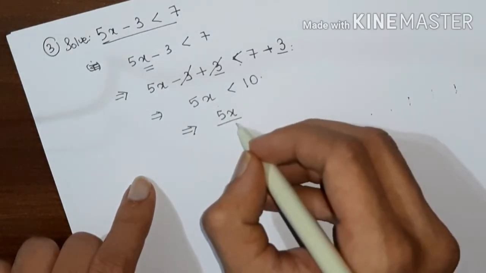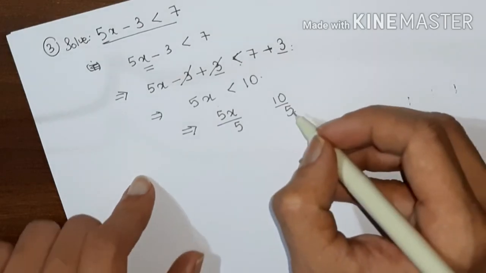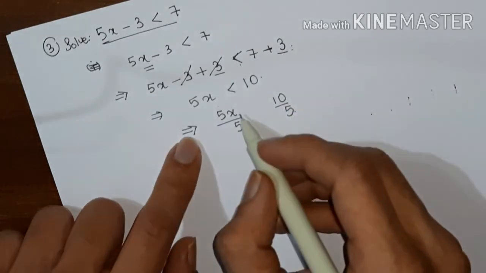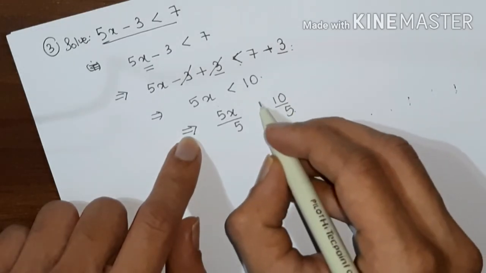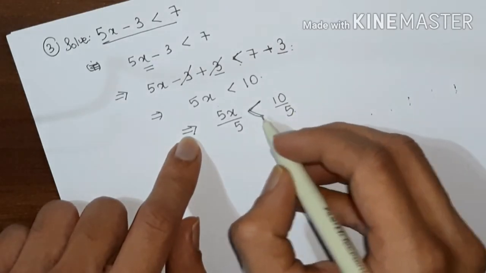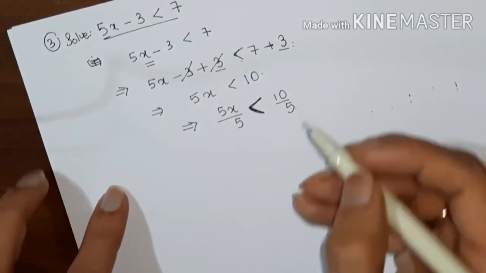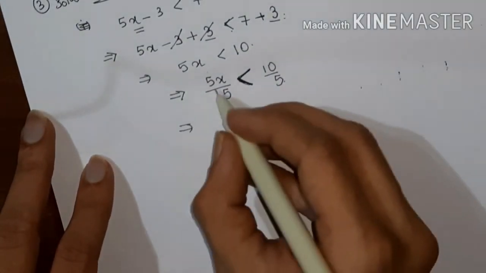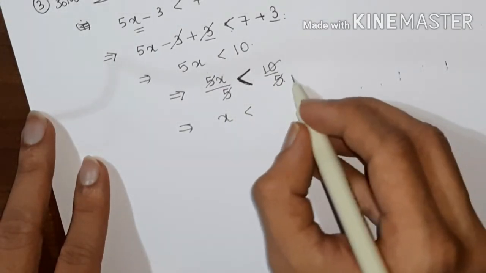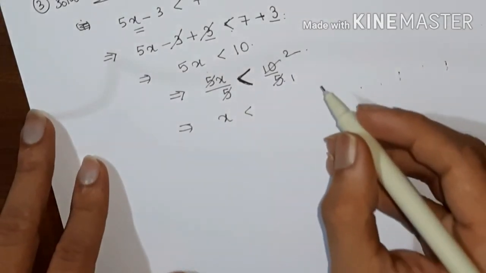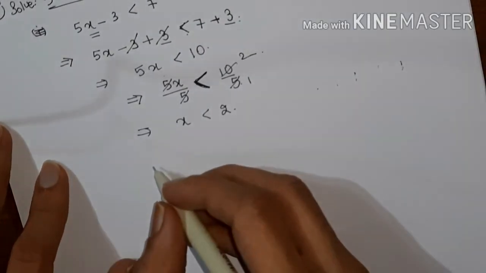So 5x divided by 5 and 10 divided by 5, right? Here you are dividing by a positive number, so the inequality will not change. It will be the same, so less than. So what you will get, 5 and 5 will get cancelled. You will get x less than, 5 ones are 5, 5 twos are 10, so x is less than 2.